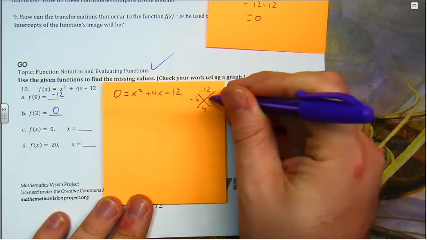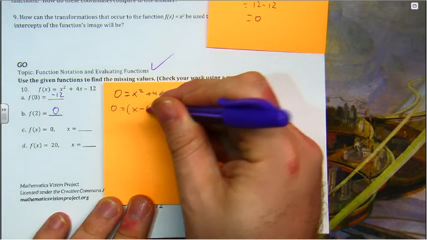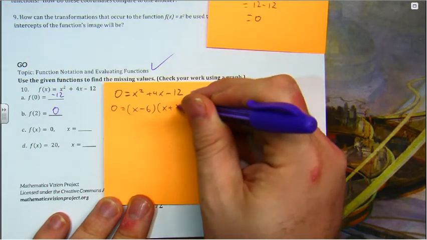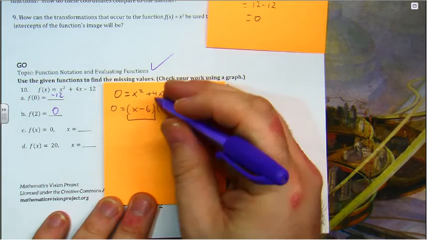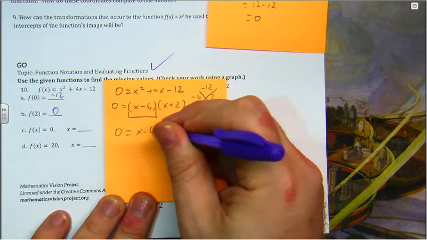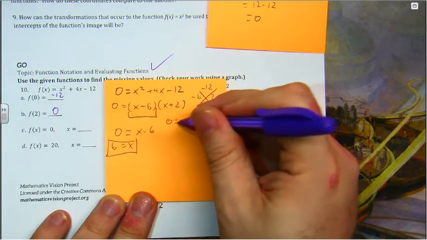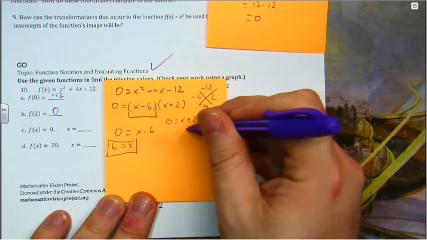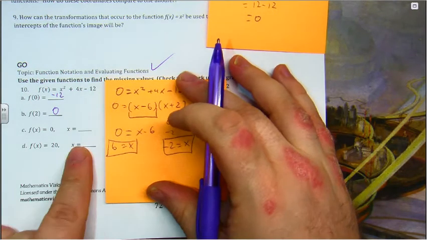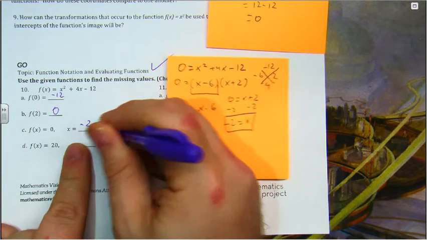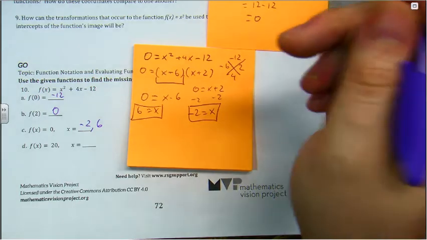That's going to be negative 6 and a positive 2. So 0 is x minus 6, x plus 2. So what values would cause this to be 0? This would have to be 0 equals x minus 6, or 6 equals x. That's 1. This would have to be 0 equals x plus 2. If I subtract 2, negative 2 equals x. That's the other. So my values for x are going to be negative 2 and 6, because those would cause these to be 0 and 0 everything out.